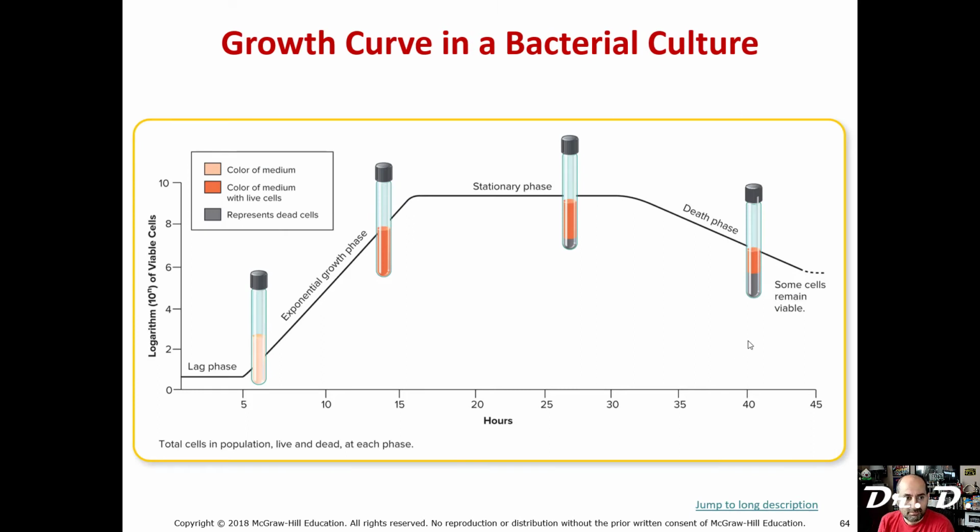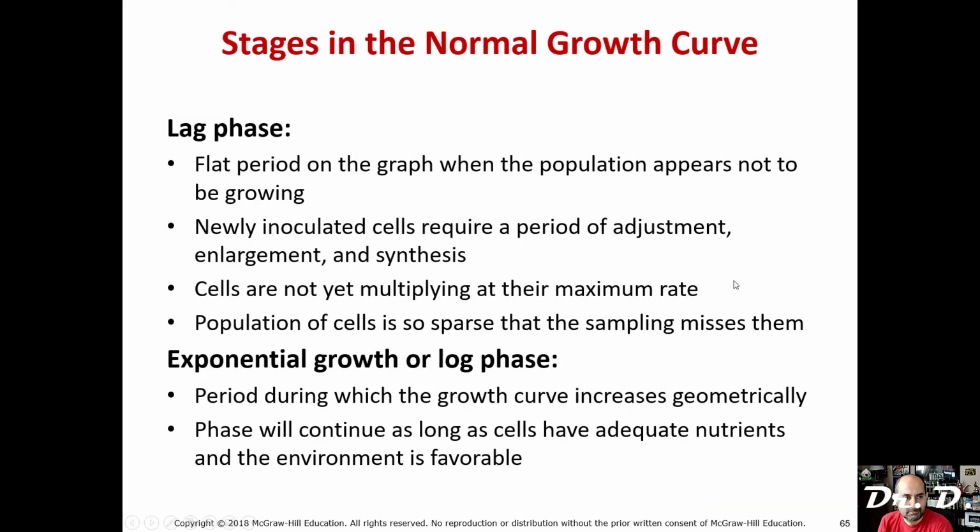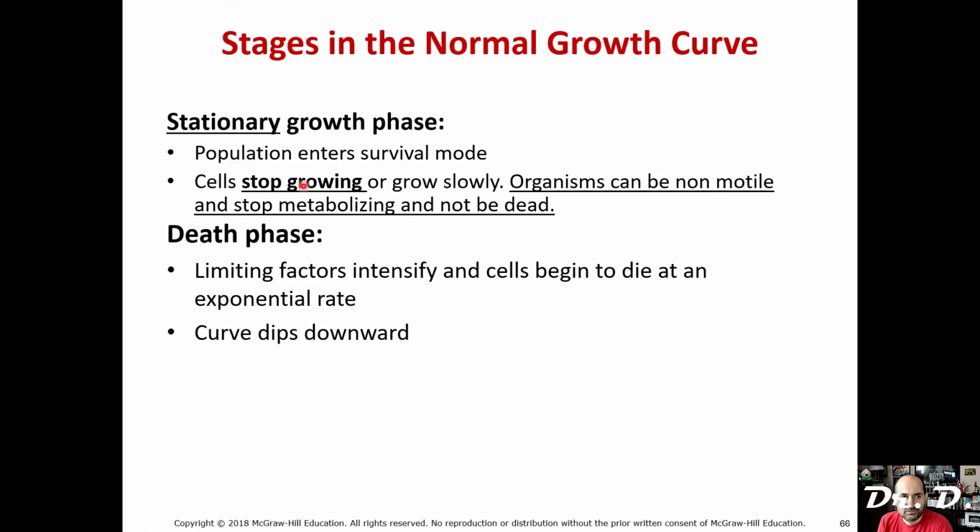Please know how batch culture works. You've got the lag phase, exponential growth phase, also known as the logarithmic growth phase, stationary phase, and then death phase. Death phase is also known as senescence. And then understand what happens during each phase. Lag phase, exponential growth phase, stationary phase. One thing you may want to know for the exam is that cells can stop growing or grow very slowly, but they're not necessarily dead. Even if they're non-motile and not growing, that doesn't necessarily mean that a bacterial cell is dead. Okay, and then during death phase, they can die.